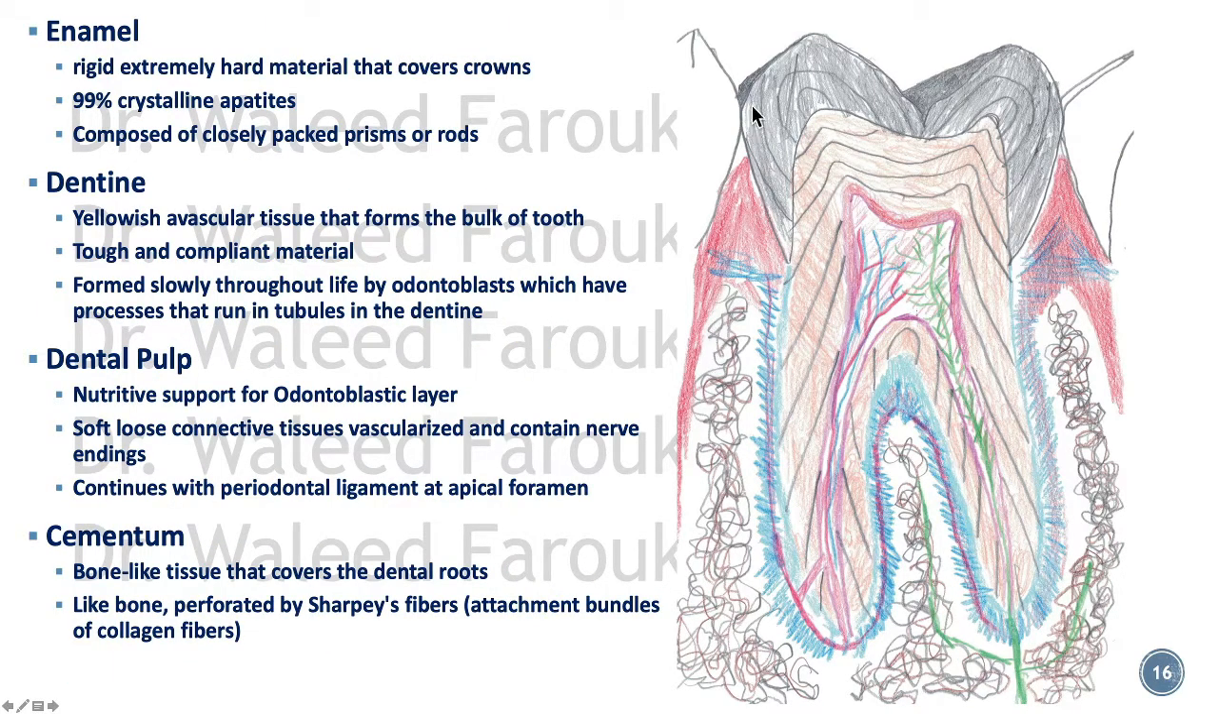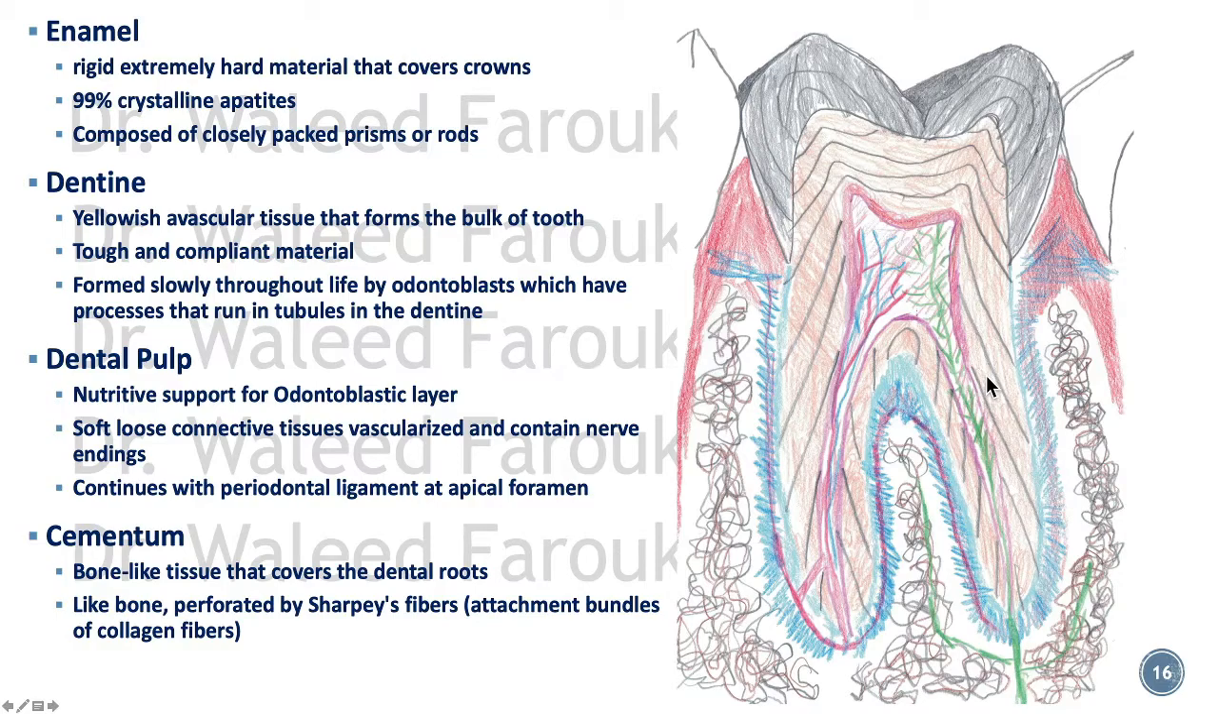Now the enamel, we said it's translucent hard material, formed of 99% crystalline apatites. And this crystalline apatite takes the form of prisms or rods if you look at it under the microscope. The dentin is a hard but resilient or compliant material, like shock absorbing material, but it's hard material. Fills up almost all of the tooth.